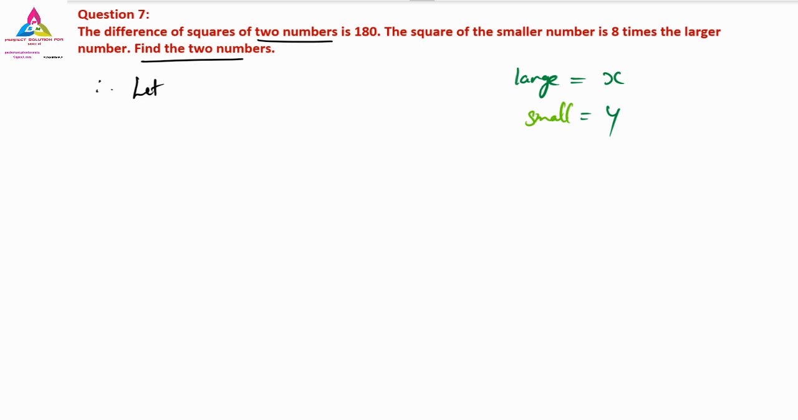If you are taking the large number as x, the small number will be y here. Most importantly, see what is going to happen. The first one, the squares of the two numbers, so the difference of the squares. What do you mean by difference here? Minus, yes. So you are subtracting two numbers. One you are taking the x square and the other the y square. That total is equal to 180.